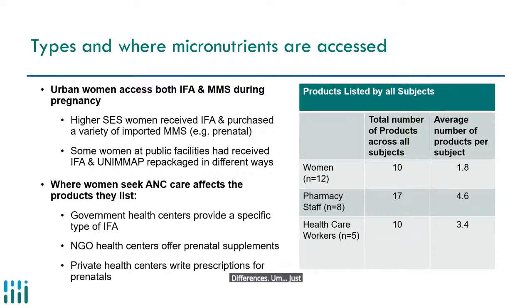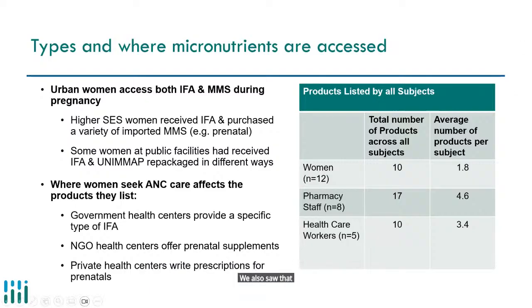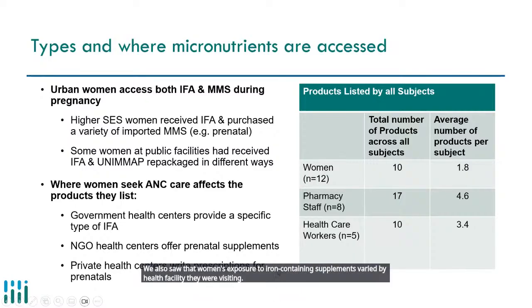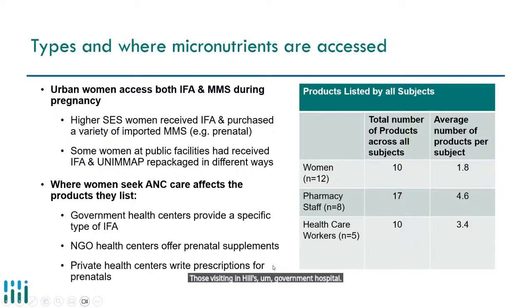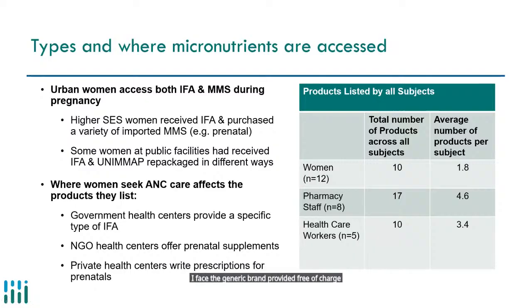Just to summarize some of the key findings from this exercise: women in the highest socioeconomic strata received both IFAs and also multiple forms of micronutrients, different brands. We also saw that women's exposure to iron-containing supplements varied by the health facility they were visiting. Those visiting government health facilities were exposed to IFAs, the generic brand provided free of charge by the government, while others going to the NGO and private clinics were exposed to a variety of products. Next slide, please.